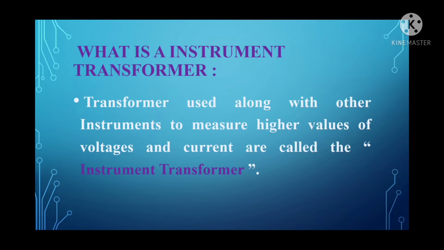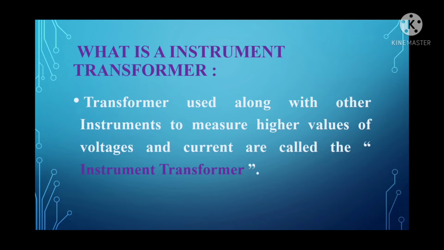Suppose ammeters and voltmeters are to measure higher values, such as in the ranges of some kilovolts and mega amperes, then we can't make use of those ammeters and voltmeters for measuring those higher values. If we use those instruments for measuring higher values of currents and voltages, it causes damage to the instrument because it can't withstand those higher values. So in order to avoid such a problem, we go for the instrument transformer.